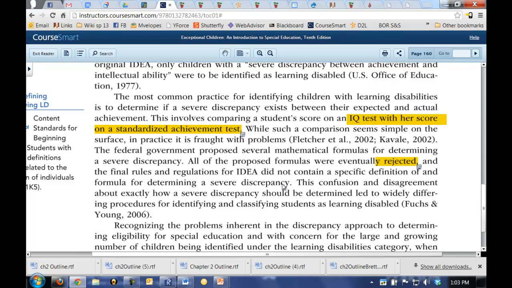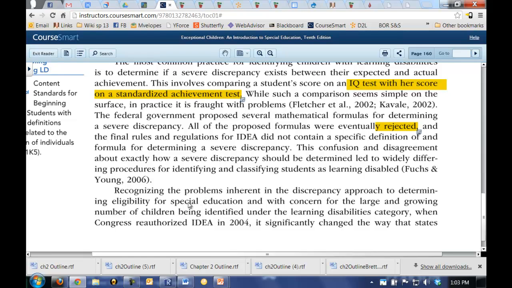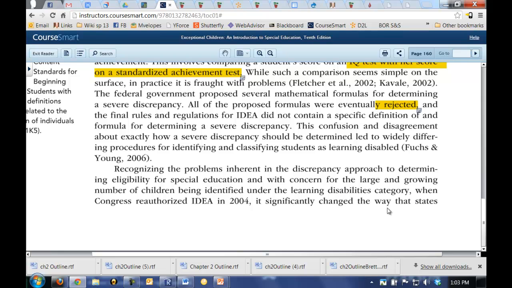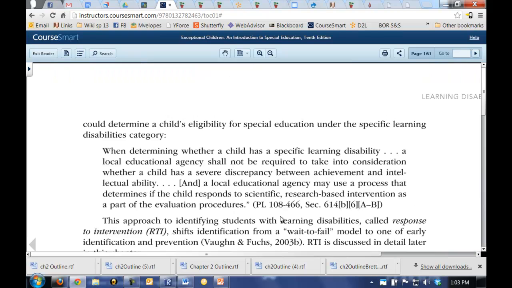And so what that means, I know this is shocking, is they bounced it back to the states and said to the states, you determine. This confusion and disagreement about exactly how severe discrepancy should be determined led to a wide variety of procedures for identifying and classifying it. Recognizing problems inherent in the discrepancy approach to determining eligibility for SPED and the concern for large and growing numbers of children being identified under this category, when Congress authorized IDEA in 2004, it significantly changed the way the states could determine this.